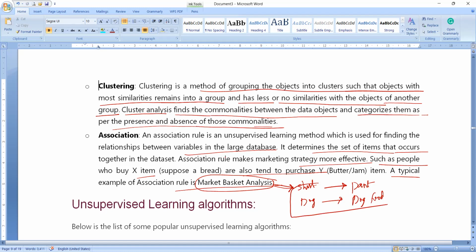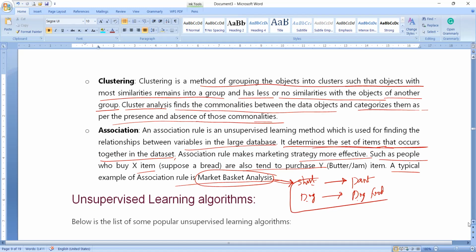It is a learning method used for finding the relationship between variables in a large data set. It determines the set of items that occur together in the data set, like shirt and pant, or dog and dog food. Association rule makes marketing strategy more effective, such as people who buy X item, suppose bread, also tend to purchase jam, like this. A typical example of association rule is market basket analysis. On this analysis, we'll automatically get some recommendations.